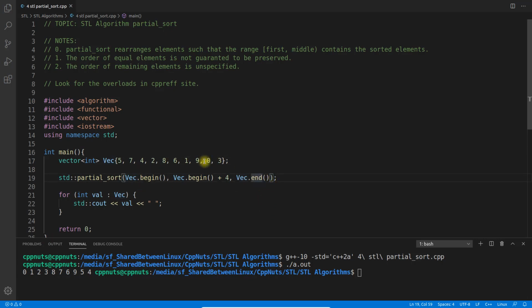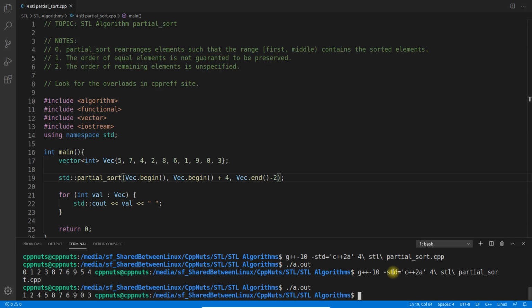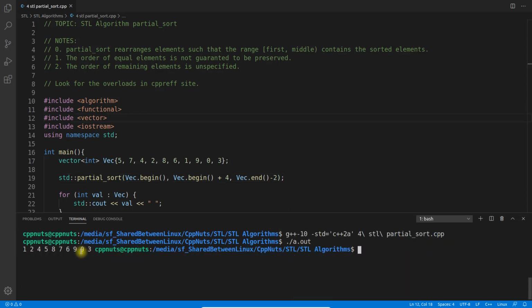What if I do not want to take this 0? Let me decrement it. Let's save this, compile and execute. See, this time it is not taking this one. This time this 0 stays here, and 1, 2, 4, 5 have come. Before, this 0 was coming here.